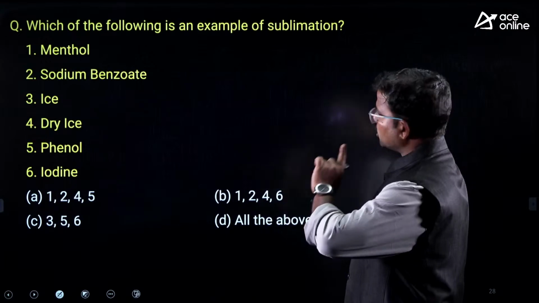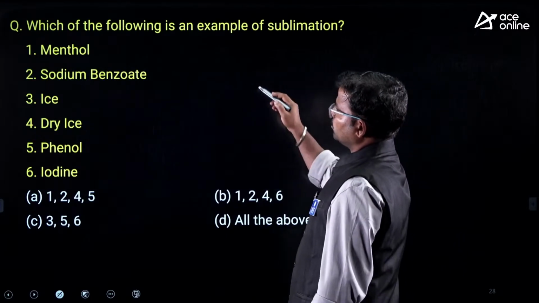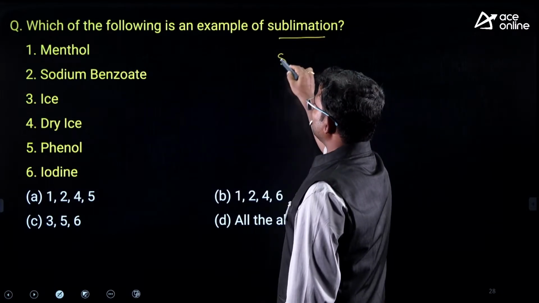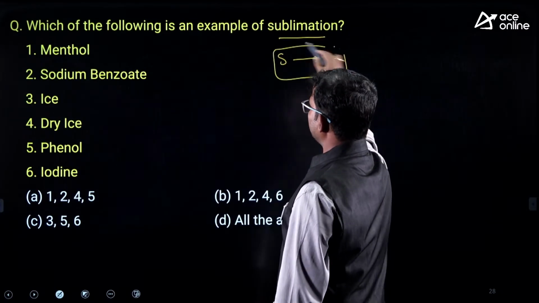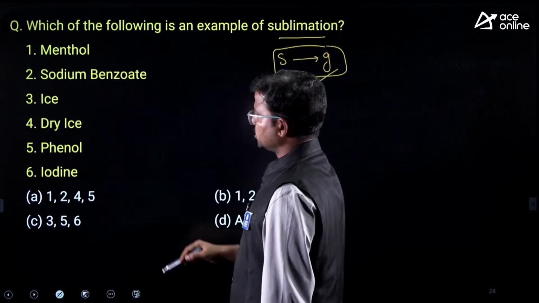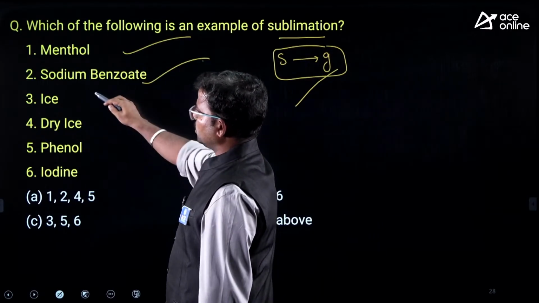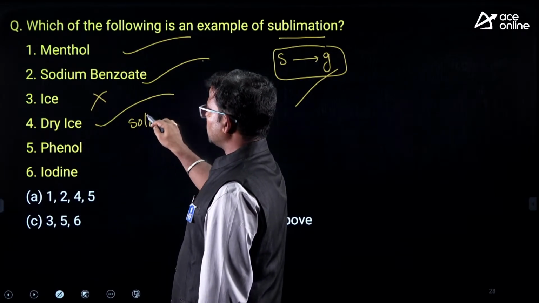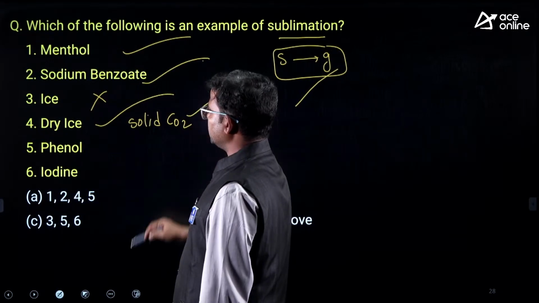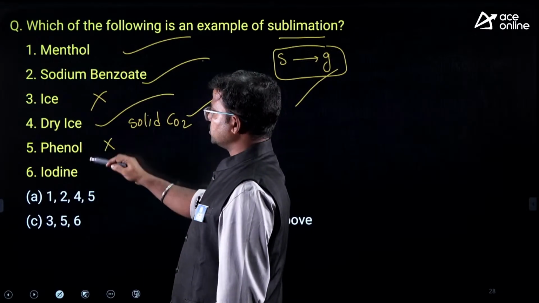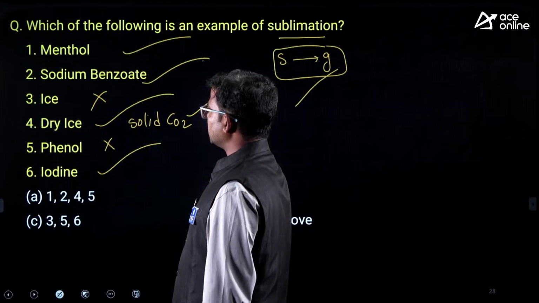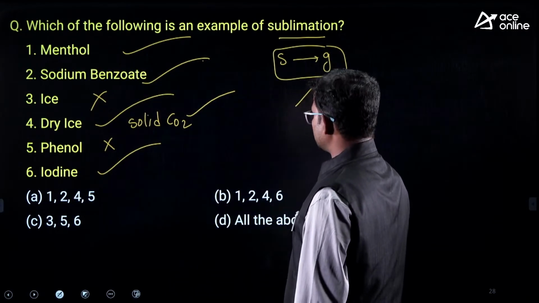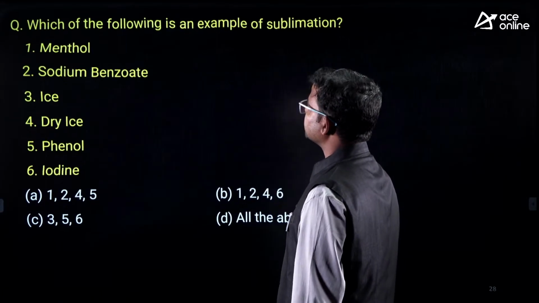Next, which of the following chemical compounds exhibit sublimation? Menthol, sodium benzoate, ice, phenol, iodine. Sublimation means a solid directly converts to gas without formation of liquid. This process is called sublimation. Menthol and sodium benzoate do. Ice does not exhibit this phenomenon, but dry ice does. Dry ice means solid carbon dioxide, and it can exhibit the sublimation process. Phenol is not possible. Iodine can also exhibit sublimation. So 1, 2, 4, 6. Option B is the right answer.